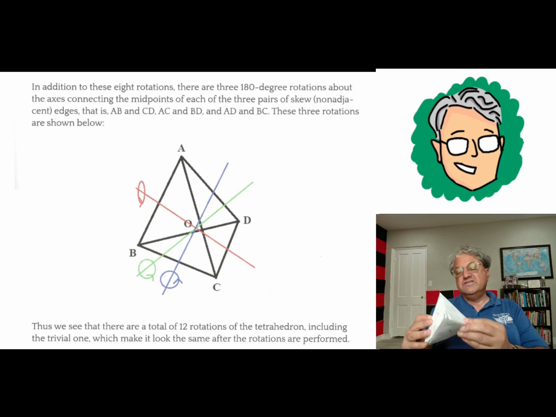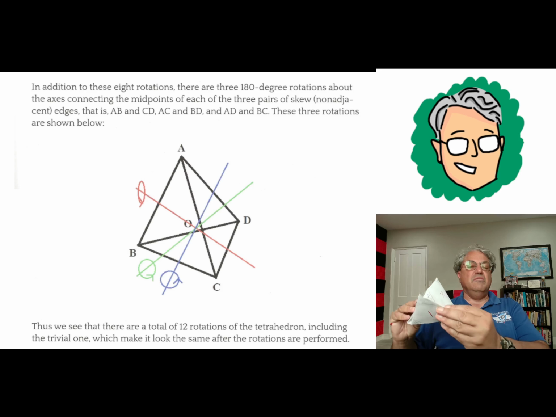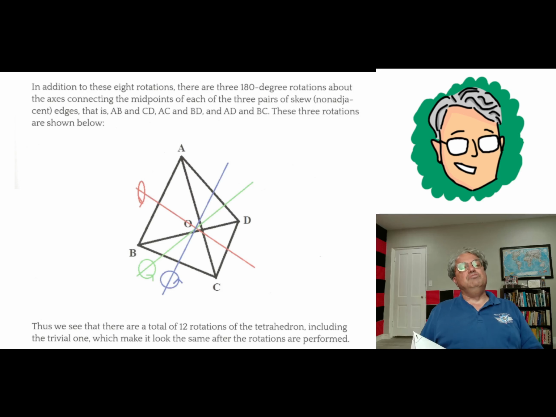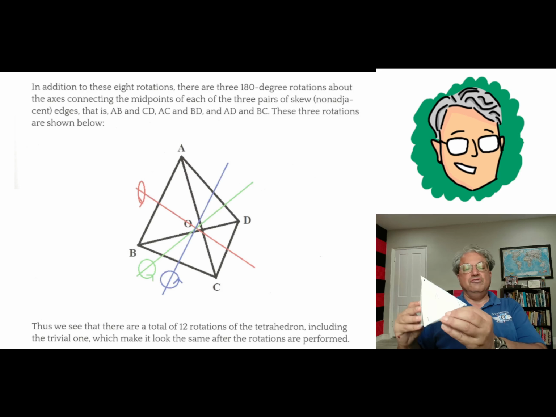I might as well do it. So here's 2 other edges. Another pair of skew edges. We can rotate 180 degrees about that pair as well. And if we do it twice, we get back where we started. And finally, we've got the midpoints of AD and BC. In my model, those are 1, 4, and 2, 3. So we can rotate about that axis 180 degrees. And then we can do it one more time. So that gives us 3 additional non-trivial rotations.